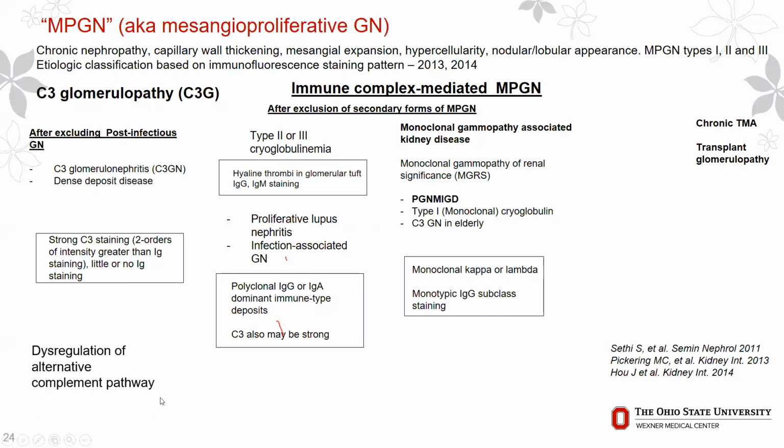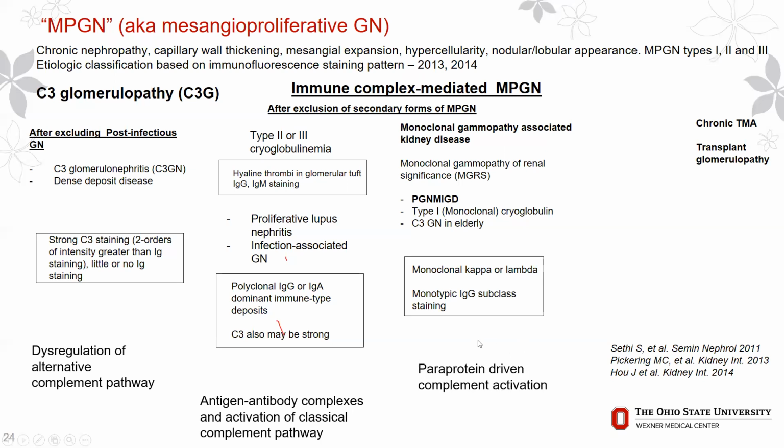So this group of diseases is thought to be due to dysregulated alternative complement pathway activation in the fluid phase. Here, it's thought to be driven by antigen antibody complexes causing classical complement pathway activation and sometimes even lectin pathway. And here it is usually driven by the paraprotein, which can get deposited and cause kidney injury, or it can indirectly cause complement activation. So this is kind of a framework. This is the classification that is currently used for diagnosis of these MPGN type cases.